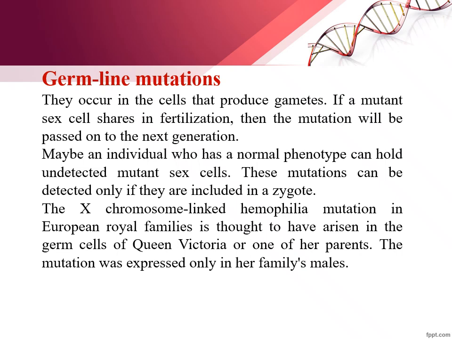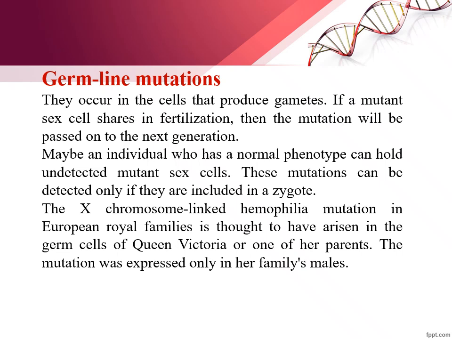Germline mutation. Germline mutations occur in the cells that produce gametes. If a mutant sex cell takes part in fertilization, then the mutation will be passed on to the next generation. An individual who has a normal phenotype may hold undetected mutant sex cells. These mutations can be detected only if they are included in a zygote.